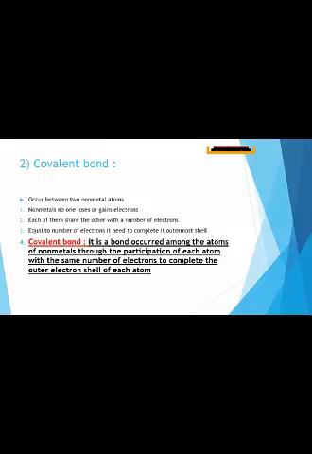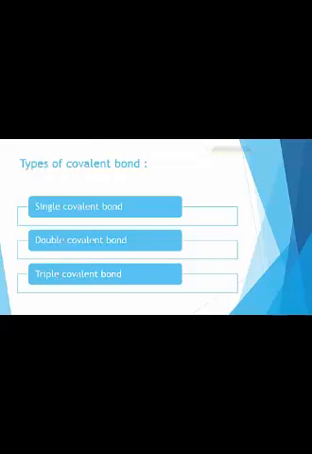So we can define the covalent bond. It is a bond which happens among atoms of nonmetals through the participation of each atom with the same number of electrons to complete the outer electron shell of each atom. There are three types of covalent bond: single, double and triple covalent bond. So the question is, why is it named single, double or triple covalent bond? We will explain it.